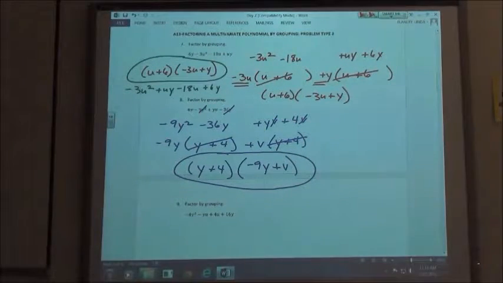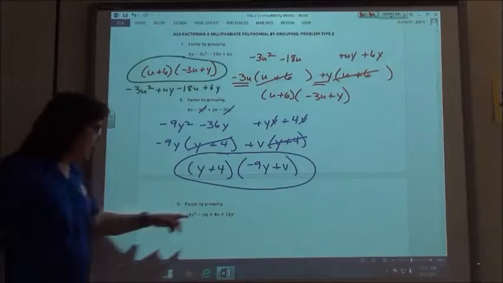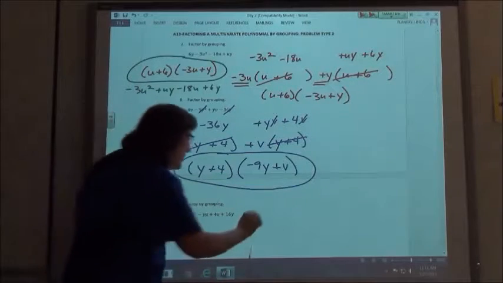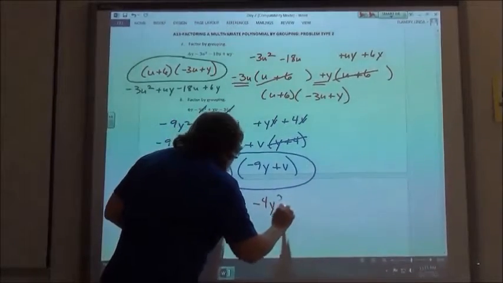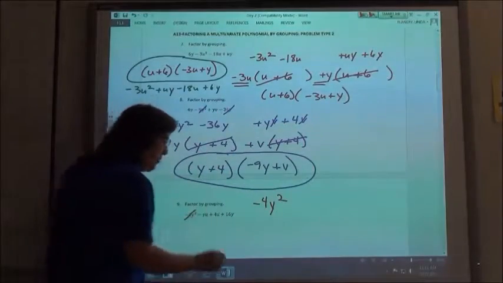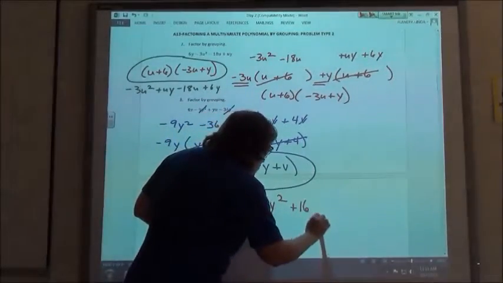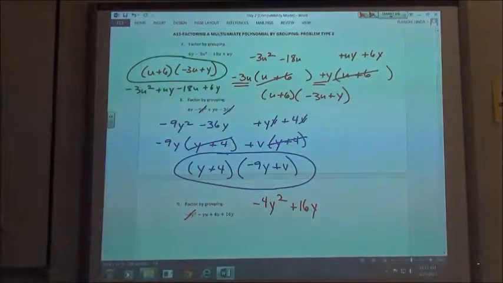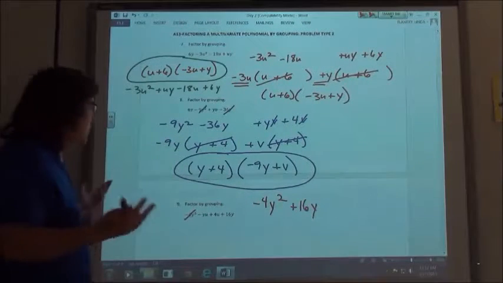And I'm going to sneak this one in here, see if I can get this all written in. Again, I'm going to start with the negative 4y squared. I'm going to group that with the positive 16y since it has both the number and the variable in common. Now in this case, do I want to take out 4y or negative 4y? Really doesn't matter. Either one should be okay, so you just pick.